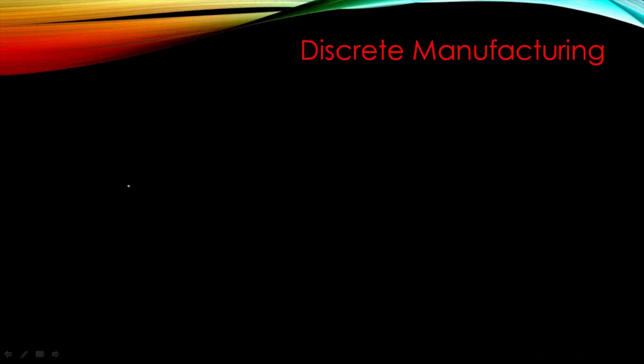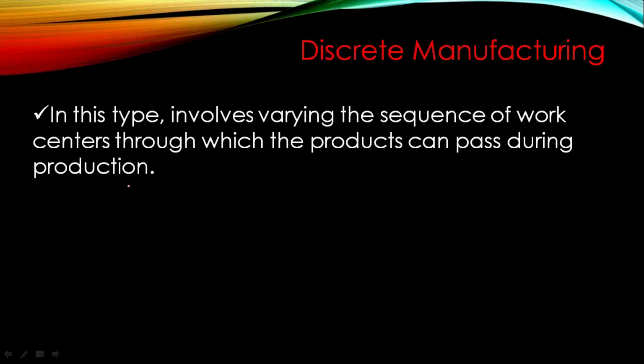Then the second type is discrete manufacturing. This type involves varying the sequence of work centers through which the products pass during production. Work center means machines. We'll talk about work centers in a separate topic later on. But for now, in this type of manufacturing, one product can go through different machines. For example, if you need to manufacture a car or a bike, it's not only one machine that can make all the components and make 100% of the product ready. The car or product will go through different machines, different work centers. That's discrete manufacturing.